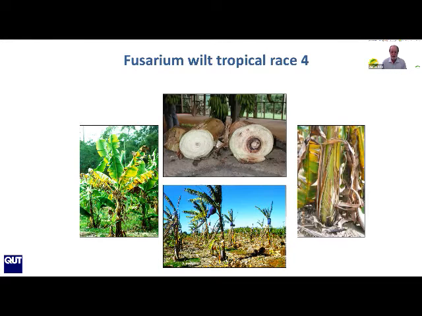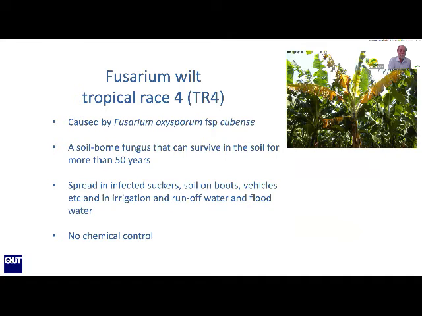Around the world, we see where it's occurring, we see huge devastation in plantations. And when you cut open that pseudostem, very, very classic symptoms of vascular necrosis, that browning and blackening within the pseudostem. In the early stages of infection, you find that just right down at the base, and then it moves up through the pseudostem. It's very, very characteristic of this disease. It's caused by Fusarium oxysporum, forma specialis cubense.